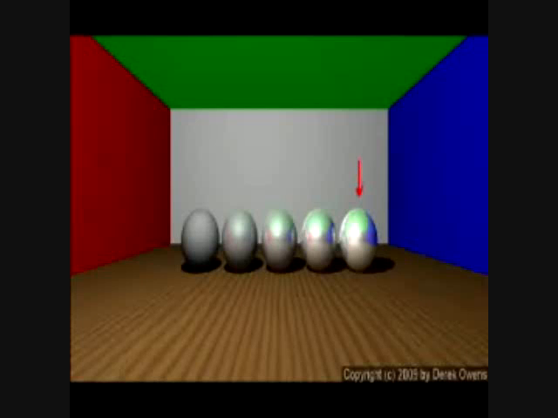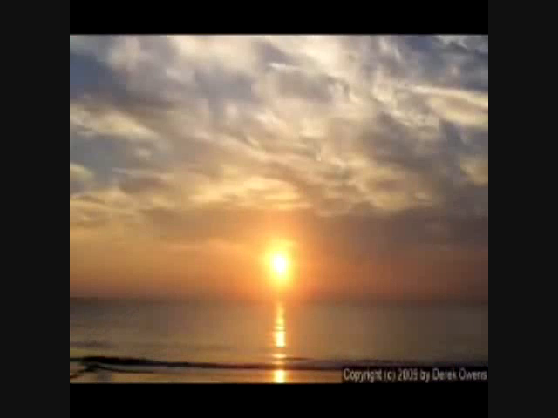This one has a more mirror-like finish. And you see other things reflected. You see the red and blue and green walls and ceiling reflected in there because of the specular reflection, as well as the bright spot from the light shining on it, what we would call a specular highlight. And sunlight reflecting off of the water is another example of specular reflection that we're all familiar with.